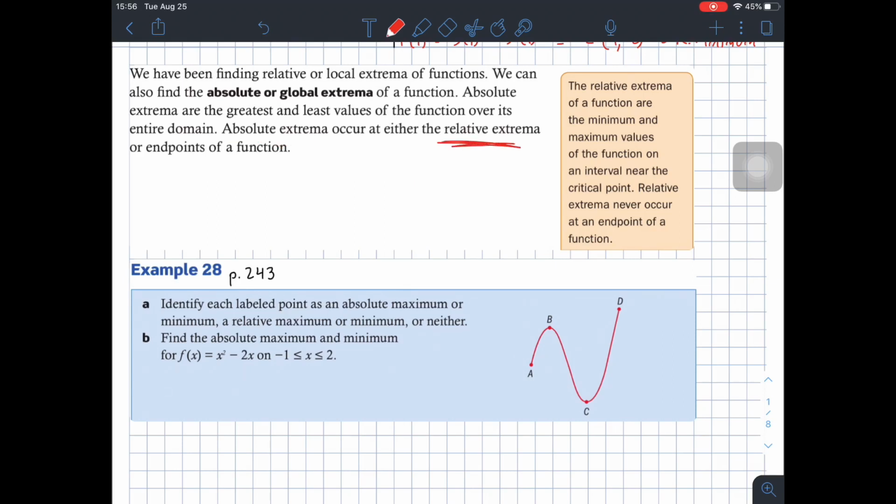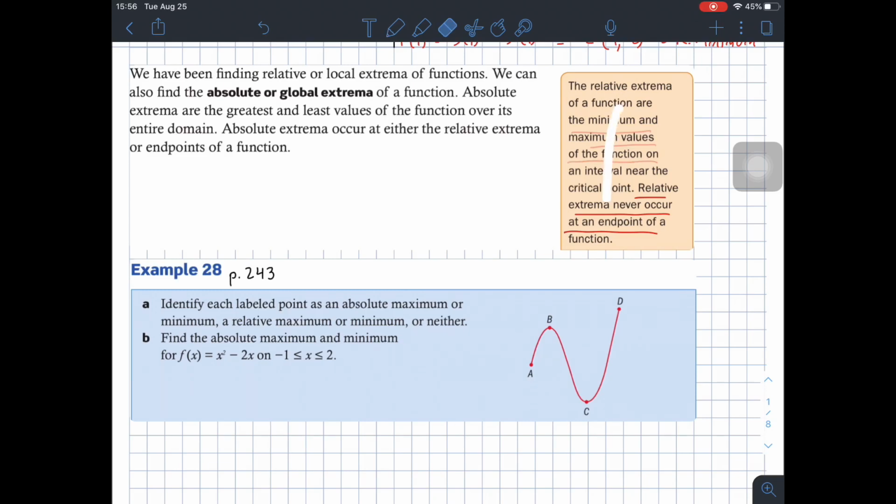Either at a relative extrema, which is what we were studying before, or endpoints of a function, which are given by the domain of the function. We're going to see this in the problem below in a while. So it says the relative extrema of a function are the minimum and maximum values of the function on an interval near the critical point. Relative extrema never occur at the endpoint of a function.